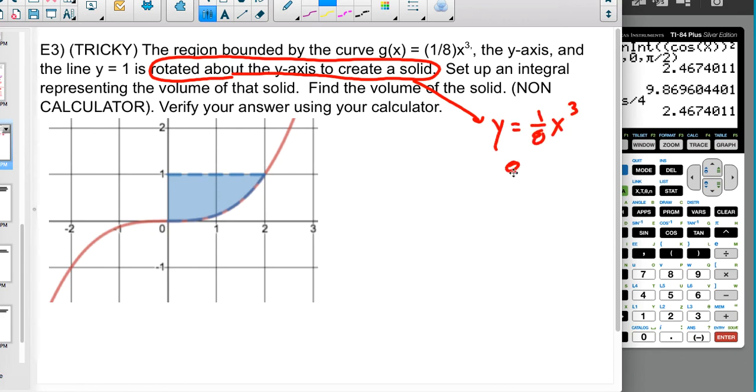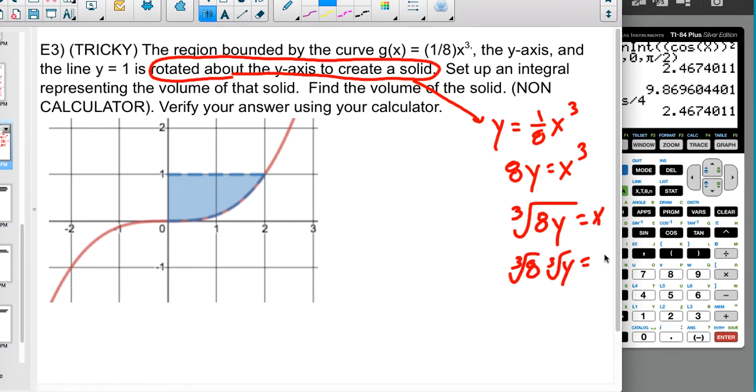So I'm going to get that this is 8y equals x cubed. I'm going to get that the cube root of 8y equals x. Or I could do cube root of 8 times cube root of y is x. So I get 2 cube root of y is x.